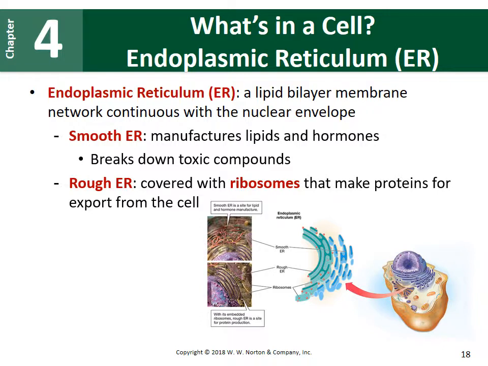The second type of ER is rough ER. The rough ER is covered with ribosomes that make proteins for export from the cell. So in short, rough ER makes proteins, smooth ER makes lipids. So again, we see our different biological molecules showing up within our cells.